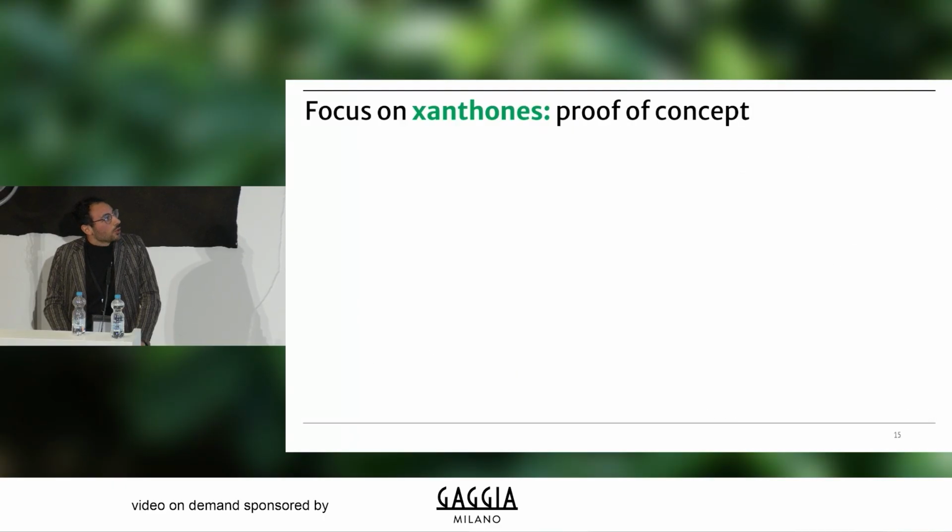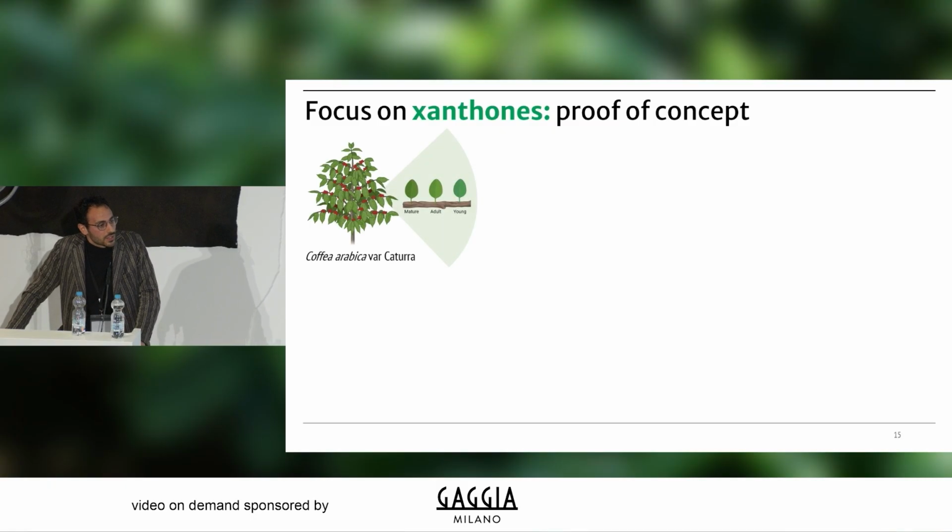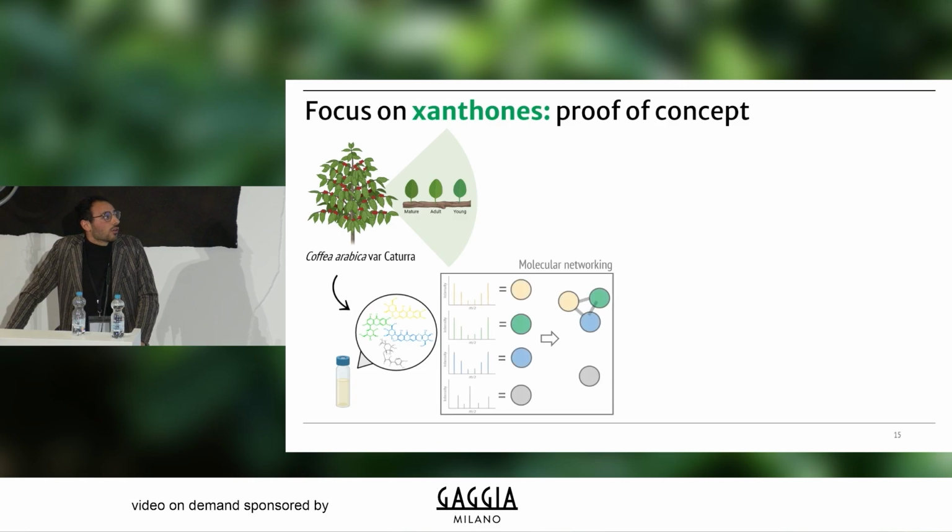I want to show you this proof of concept of work, and it starts from the collection of the leaves. So we collected leaves from Coffea arabica caturra, and in particular we clustered the leaves according to their position in the branch. So we have mature, adult, and young leaves. We extracted them, and we used the mass spec data to build a molecular network.